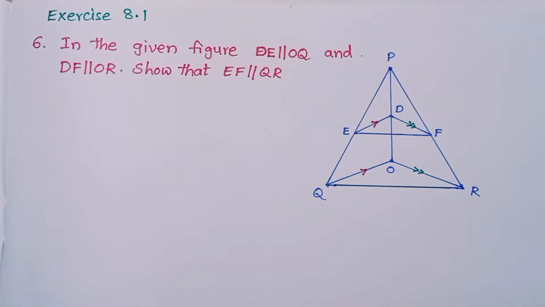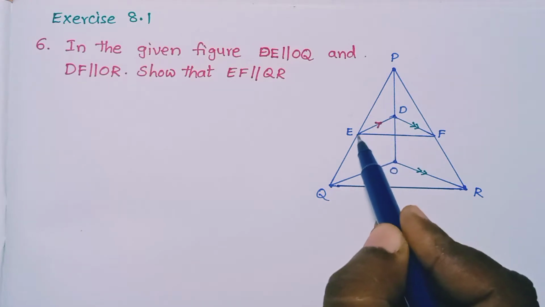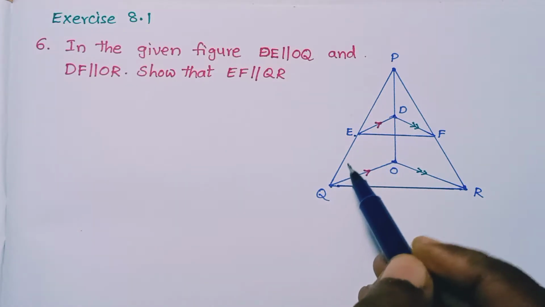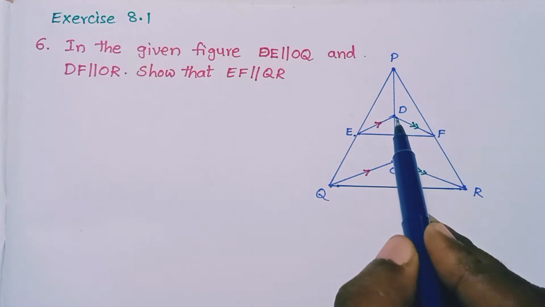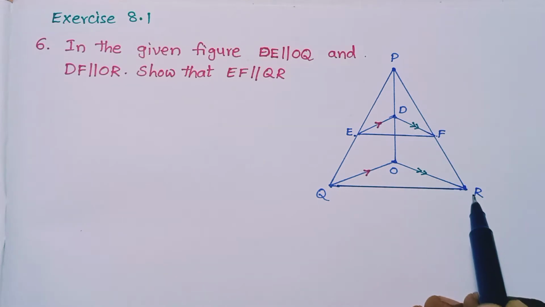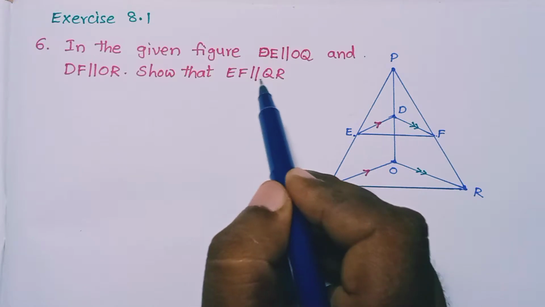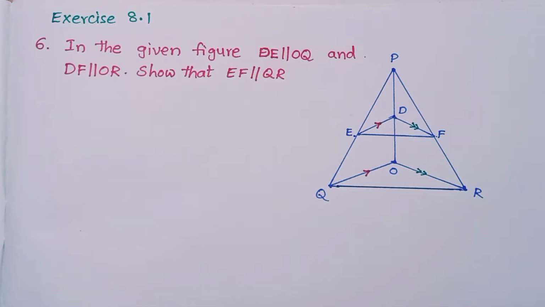This is the sixth problem in the exercise 8.1. In the given figure, DE is parallel to OQ and DF is parallel to OR. Then we have to show that EF is parallel to QR.